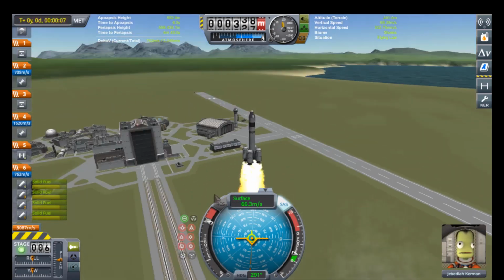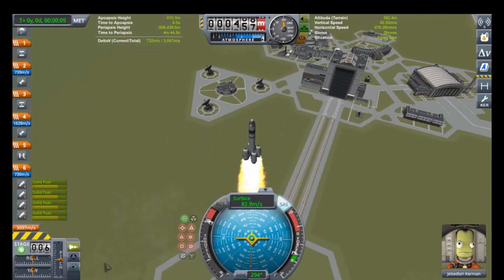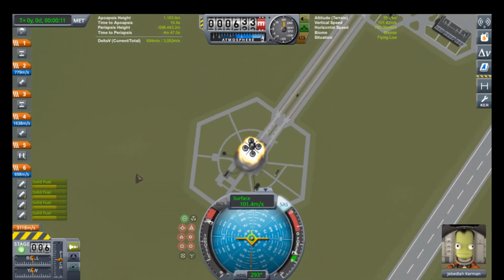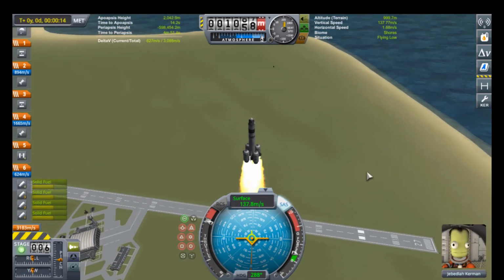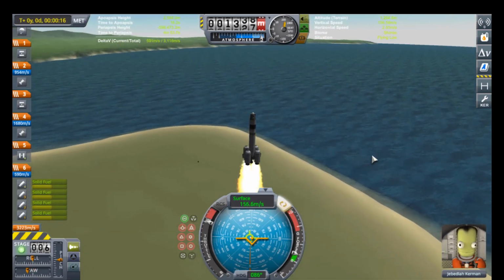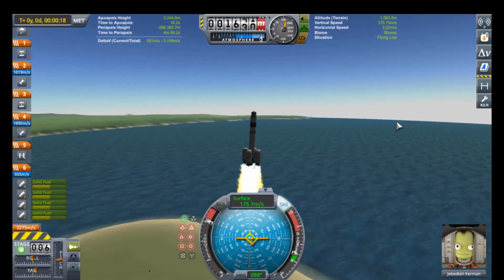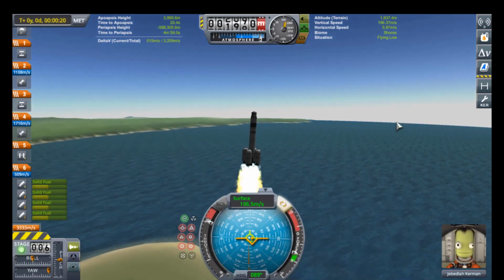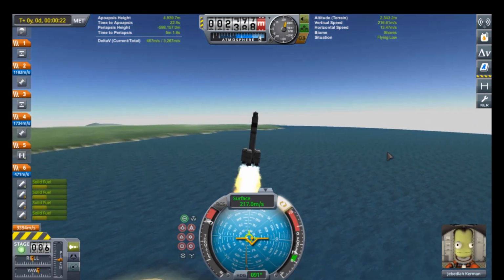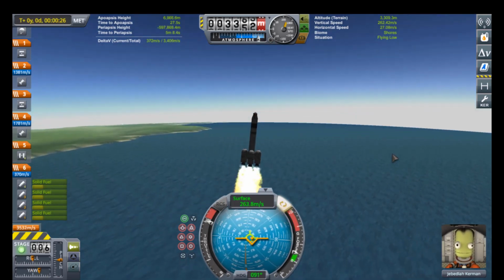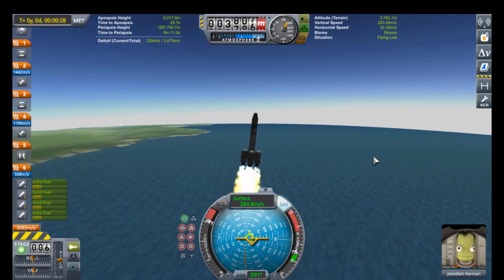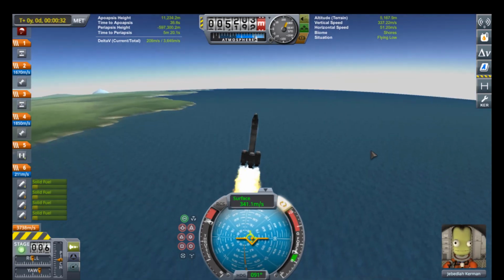I'm at 300 meters. I'm going to aim for about 100 kilometers, so 100,000 meters, with the ship eventually oriented parallel to the surface, and I need to get the speed up to around 2,200 meters per second. So right now I'm at 200 meters per second. I'm going to speed up the video so we can get out of the atmosphere quicker.